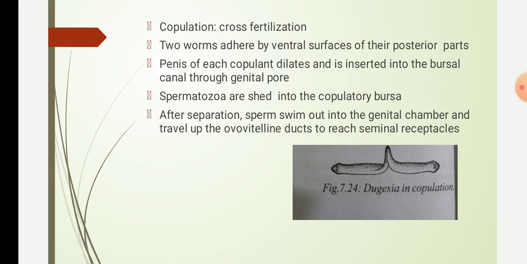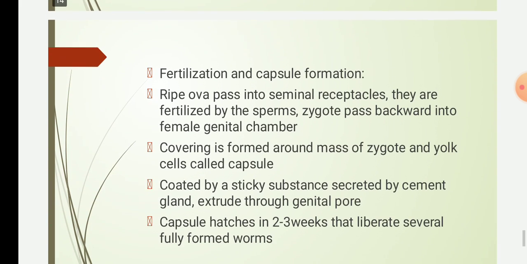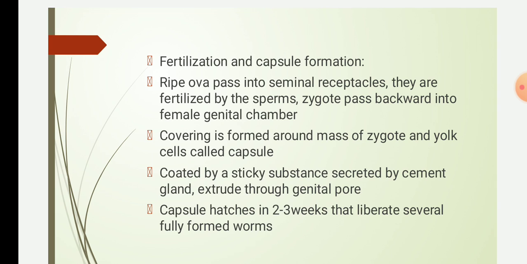The sperm swim out of the copulatory bursa into the ovovitelline ducts, and through the ovovitelline ducts they reach the seminal receptacles where the sperms are stored. After the copulation there is fertilization and capsule formation. In the last slide we studied the copulation where the sperms are transferred. Now we will see what happens with the ova.